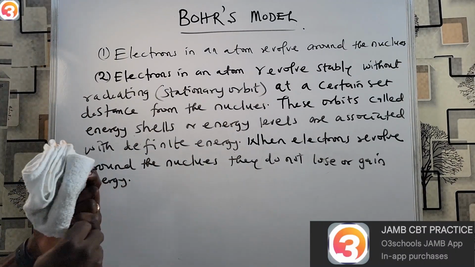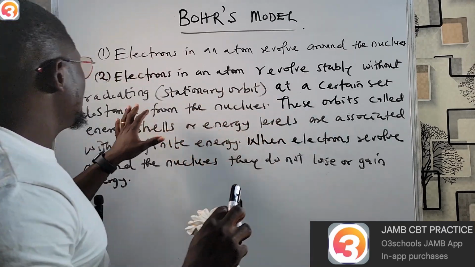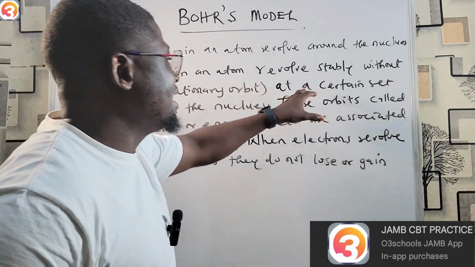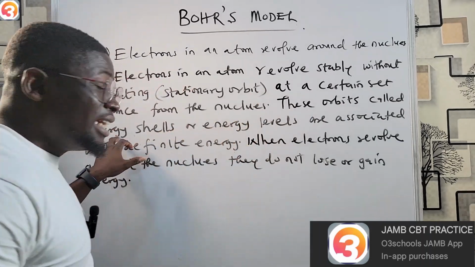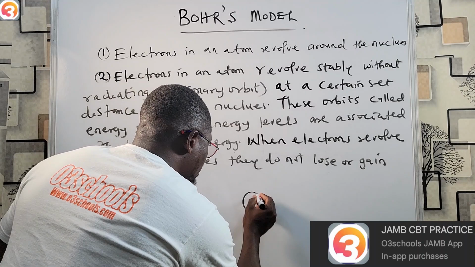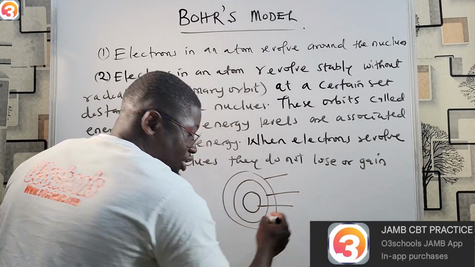I'm trying to make you understand it bit by bit, right? That electrons in an atom revolve stably without radiating. Niels Bohr called them stationary orbits at a certain set distance from the nucleus. These orbits, which are called energy shells or energy levels, like I showed you, right? These are what? Energy shells. This is a shell, this is another shell, this is another shell, right?